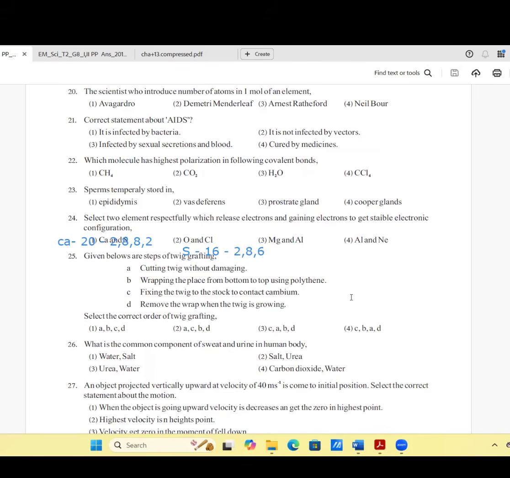Answer number 2, A, C, B, D. First you have to cut the twig without damaging. Next, fixing the twig to the stock to contact the cambium. Next, wrapping the place from bottom to top using polythene. Next, D, remove the wrap when the twig is growing.